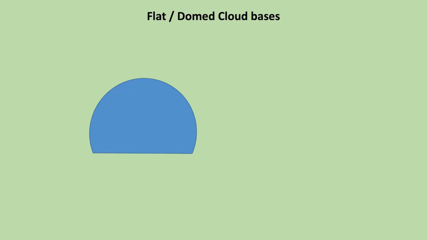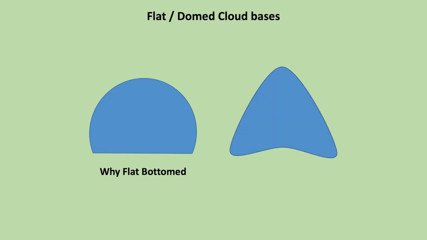Flat dome cloud bases then. Here's our very simplistic diagram of a cell. And here we have a slightly distorted cell. It means that the center must be a little bit warmer, so maybe a little bit faster at that point.